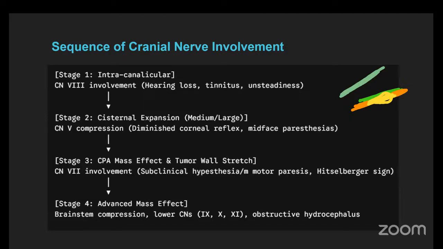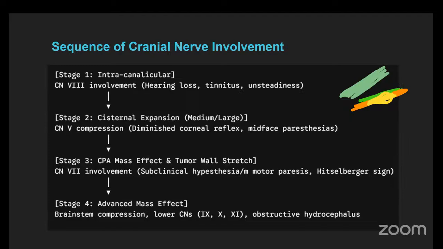So as soon as the tumor grows out of the internal auditory canal and inside the CPA cistern, the first thing that they affect is the trigeminal nerve, and the sensory component of the trigeminal nerve. So cranial nerve 5 involvement is going to be chronologically early in comparison with cranial nerve 7 involvement. 7 is usually involved in a much later stage.